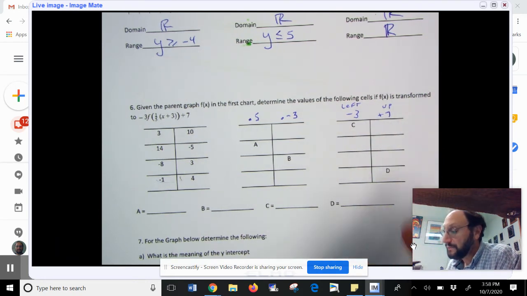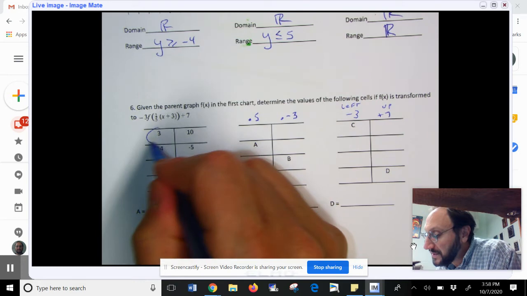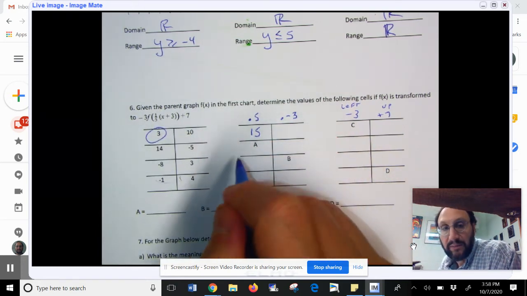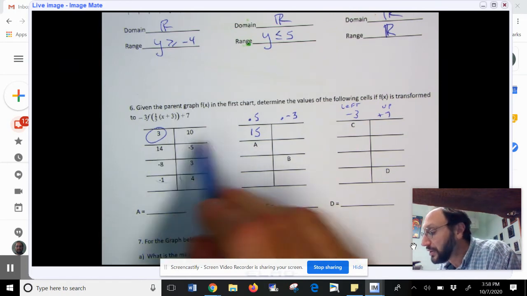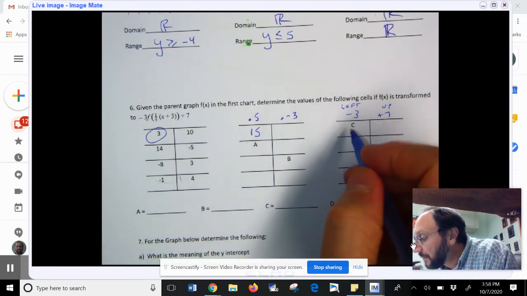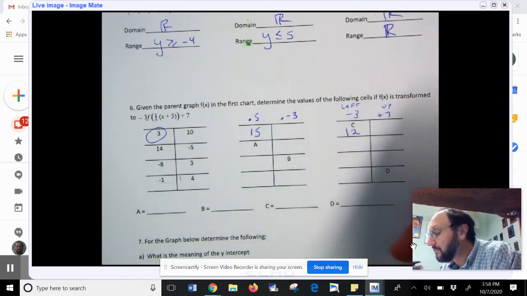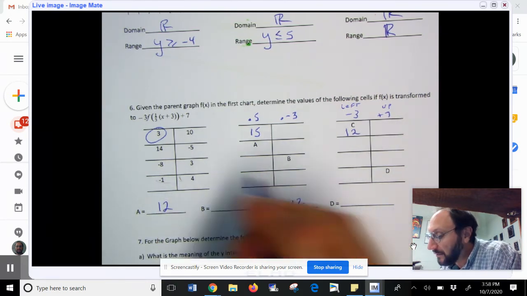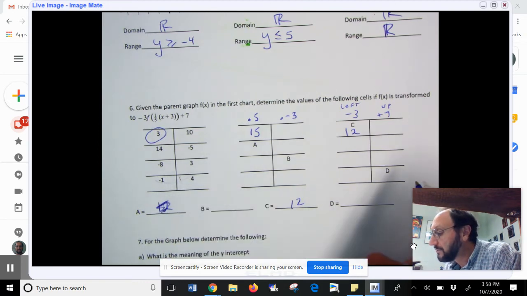So to get the c value, first I start with this 3. I multiply it by 5 to get 15, because that's the horizontal dilation. And then I subtract 3 from it because I'm going to the left. So the a value or the c value is 12. Boom, boom, boom, boom. All right, sorry, didn't go in order.